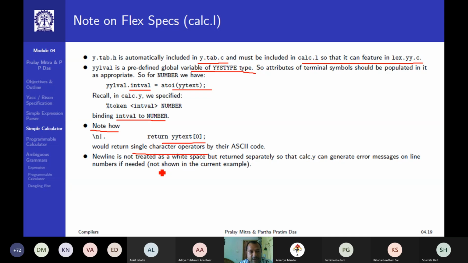Now, if you have the count of how many \n or new lines you have encountered so far, and if you have one variable which will keep track of that new line information, then you can specify correctly that at this line I am facing one division by 0. So that's why \n is important, because it can help you keep track of the line number.